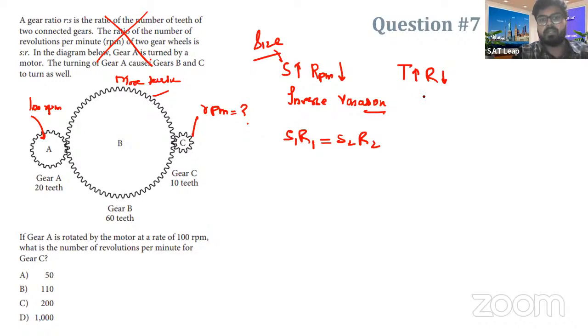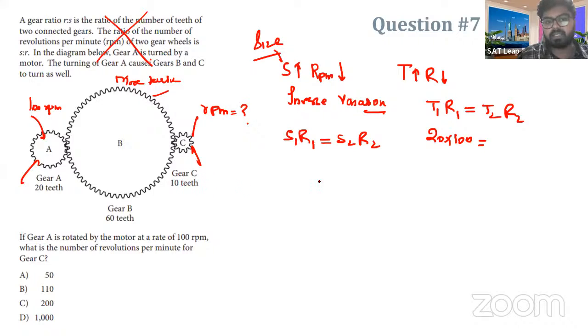Teeth is directly related to size. So it is a case of inverse variation, where the product remains constant: T1 R1 equals T2 R2. What is T1? T1 is the teeth on the gear, and R is the RPM it is making. Now we have to just look at gear A and gear C. In gear A, the number of teeth is 20 and the RPM is 100. For gear C, the number of teeth is 10, and we have to find the RPM, which is the value of R.